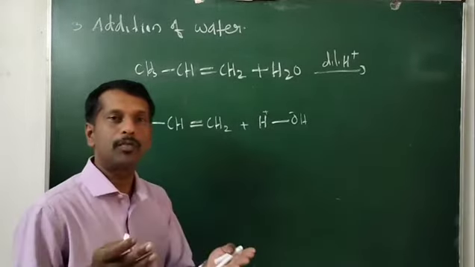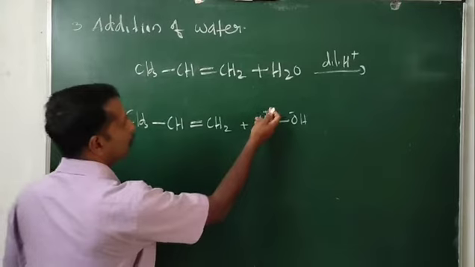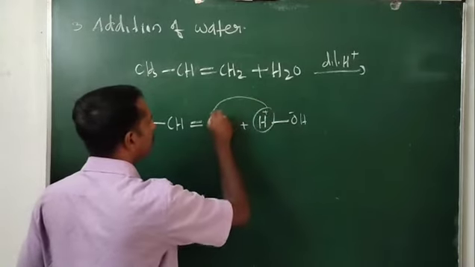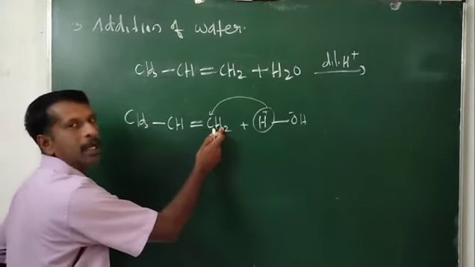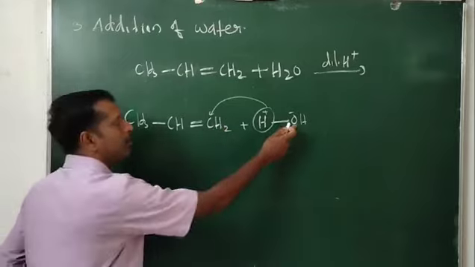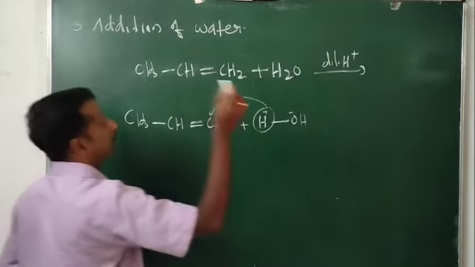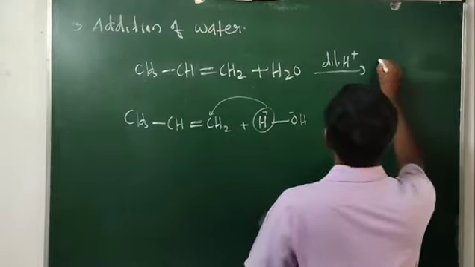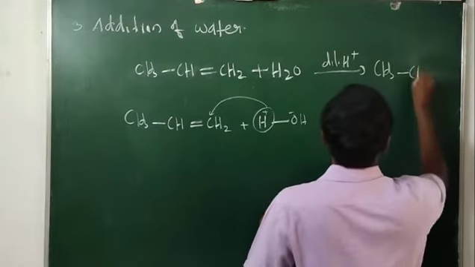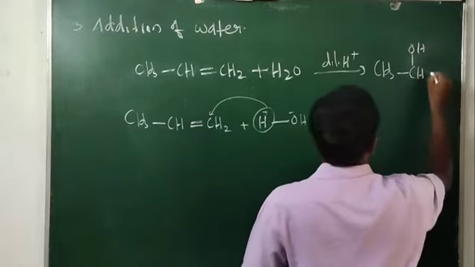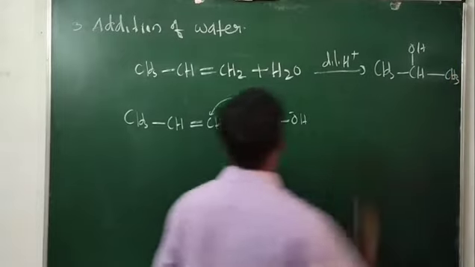Then according to Markovnikov's rule, what will happen? The positive part, this part will be added to this carbon, because this carbon is having the highest number of hydrogen atoms. Of course, OH will come to this carbon. So what we get? We get CH3CH(OH)CH3.